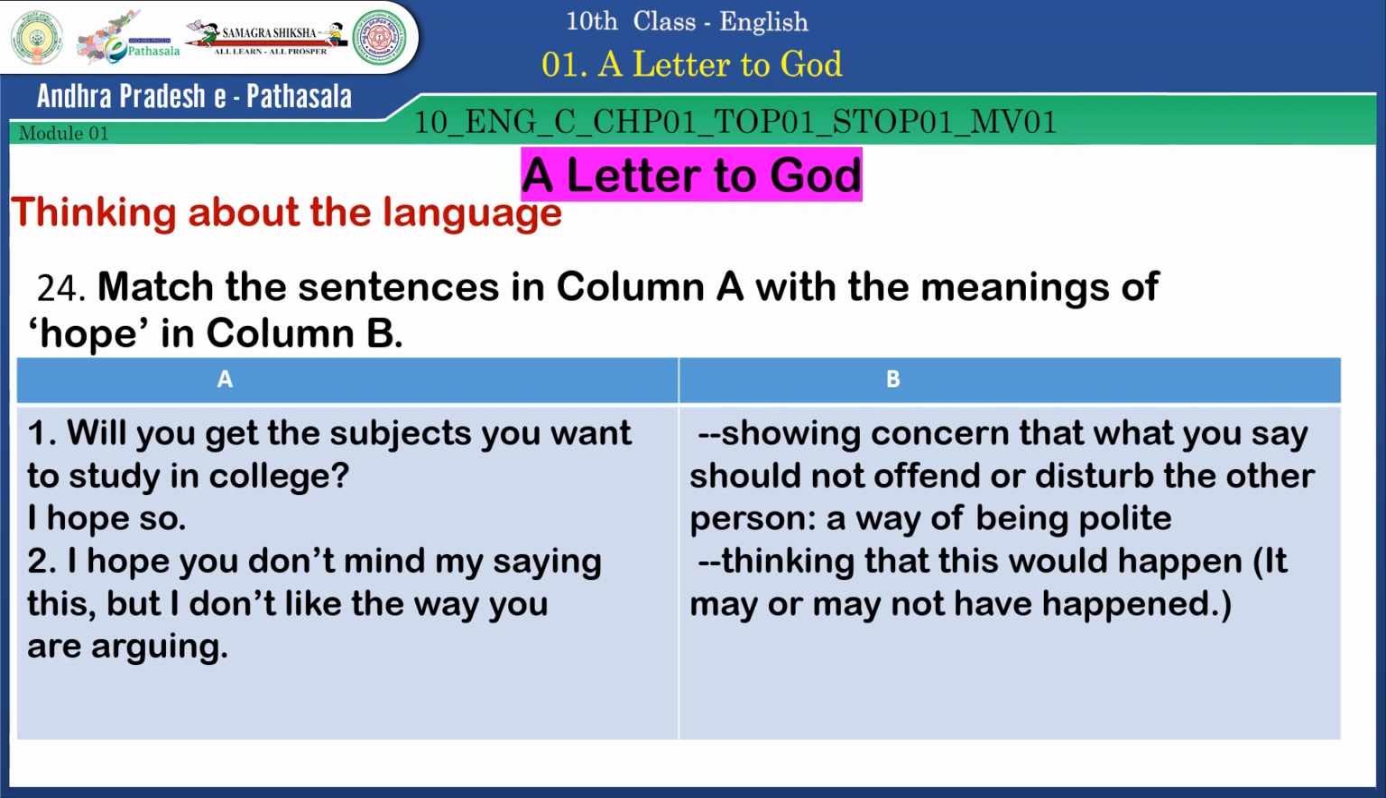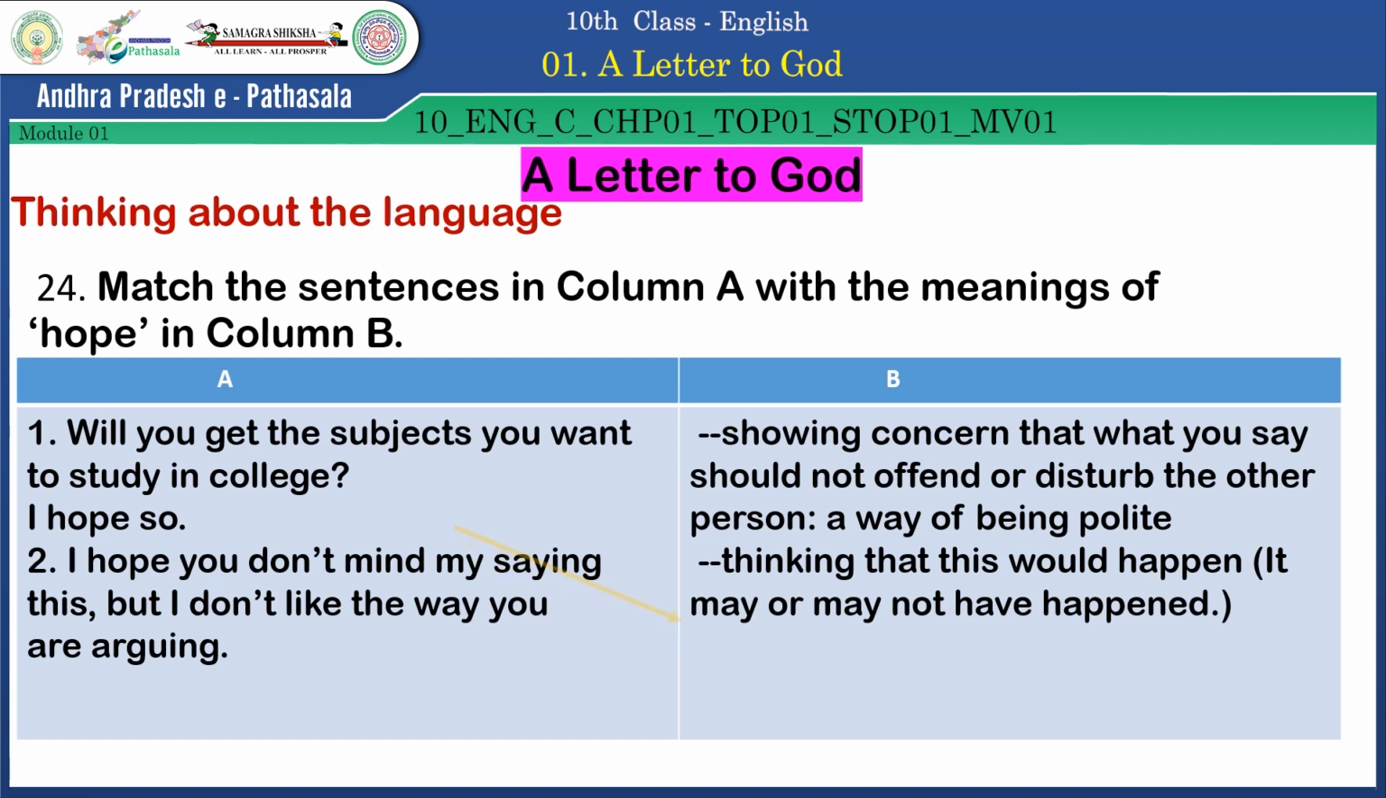So in column B, we have two more meaningful sentences for column A, showing a concern that what you say should not offend or disturb the other person, a way of being polite. Second one is thinking that this would happen. It may or may not have happened. Okay? So, what is the meaning for the first sentence?